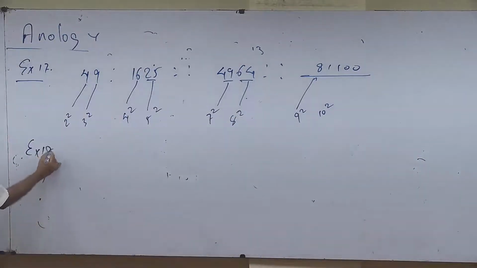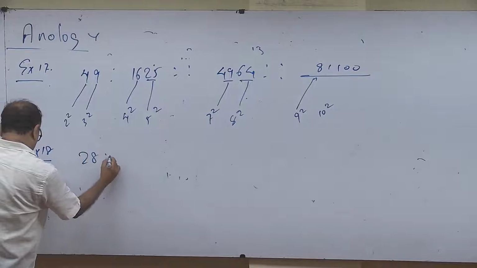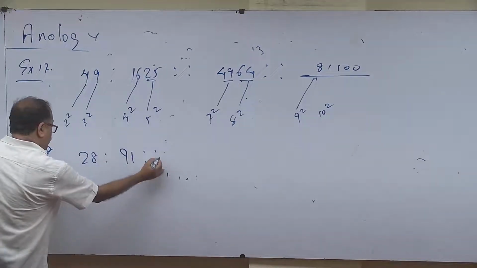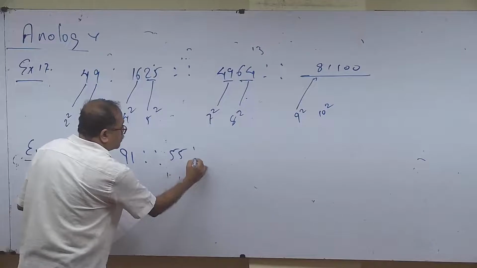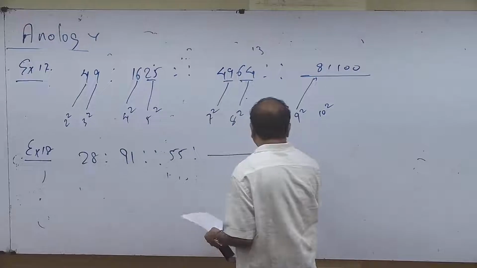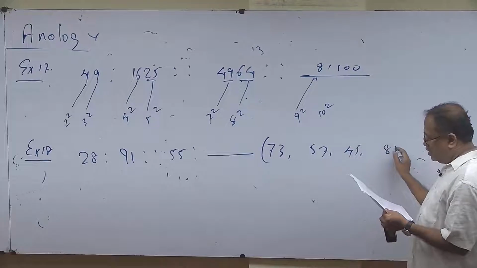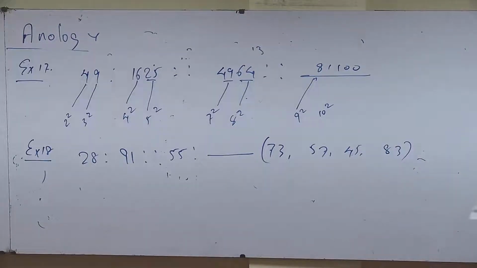Example 18, and that is if 28 is written as 91 and then 55 will be written as dash, and your answers are 73, 57, 45 and 83. Yes. How much? 73. How did you get?